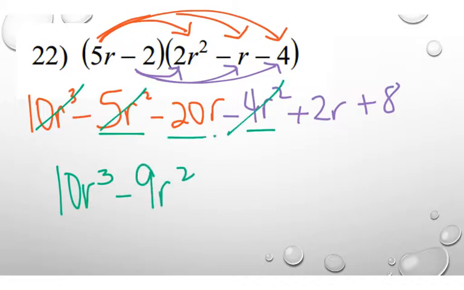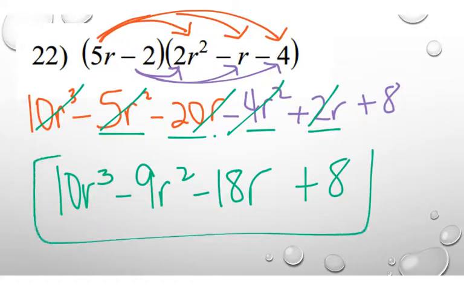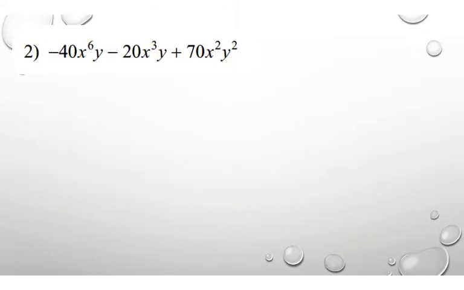Then I've got negative 20 and positive 2r, and then plus 8. So, did you get it right? Okay, the next one that we're going to do is number 2 on the next page, and this is where we're going to factor using the GCF.